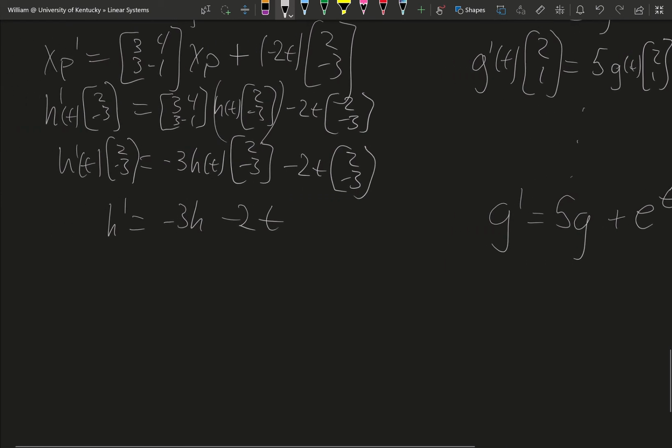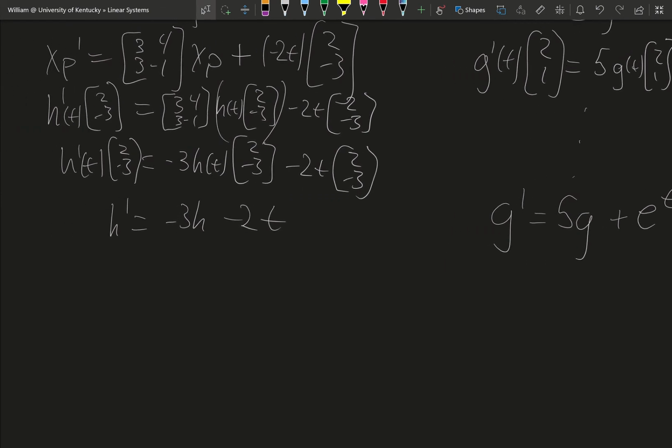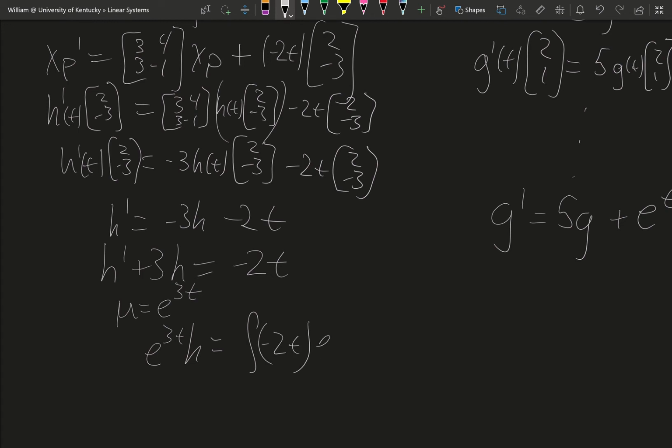All right. At this step, these are two pretty straightforward solutions. I'll walk through one just to show exactly what you're supposed to do, but this is a first order linear equation. We've been doing this since the beginning. So for this one, h prime plus 3h equals -2t. So our mu is e to the 3t. e to the 3t times h equals the integral of -2t times our integrating factor e to the 3t.